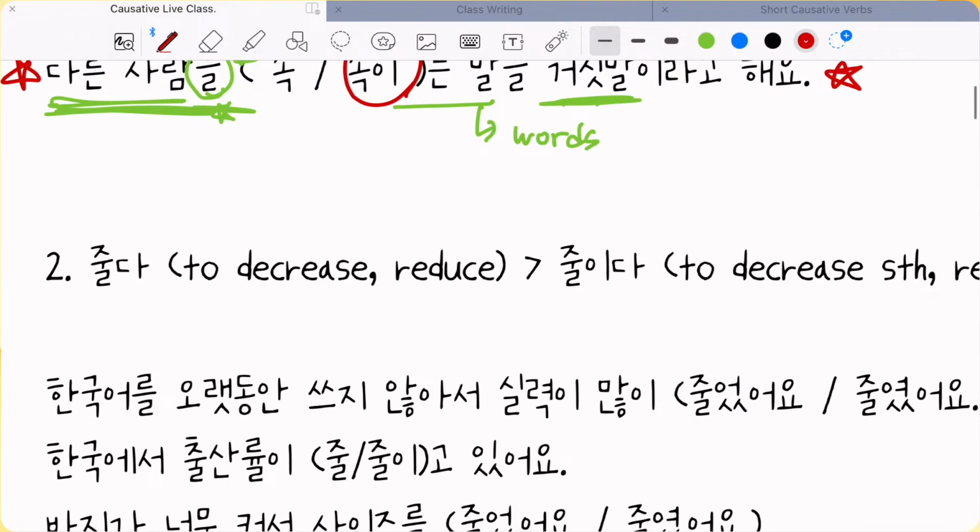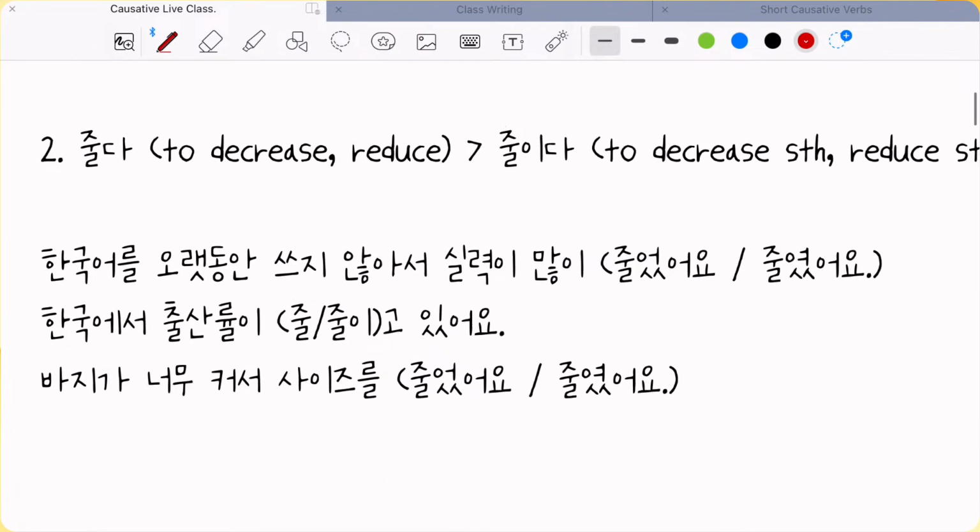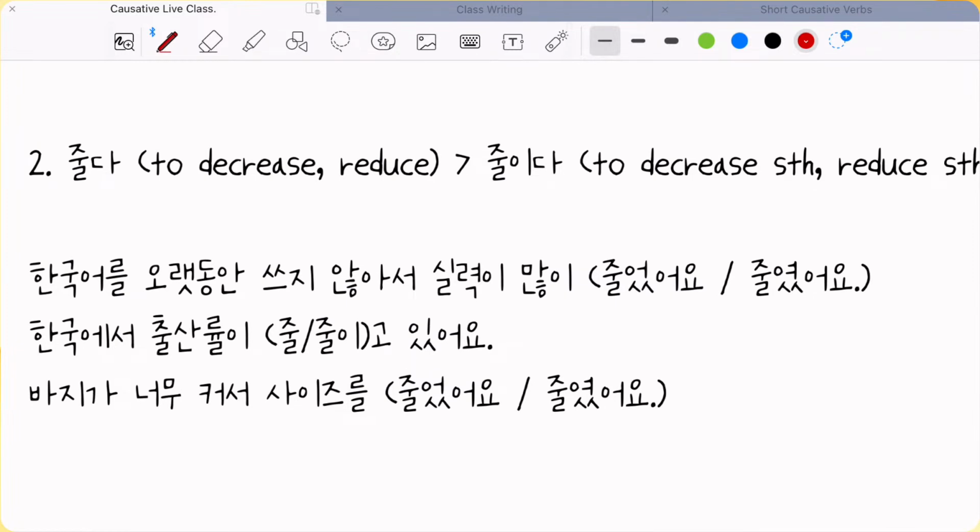All right, let's move on to the next one. So in our first video lesson, we learned 늘다, which is the antonym of 줄다. So 늘다 means for something to increase, or it can also mean for skill to improve.